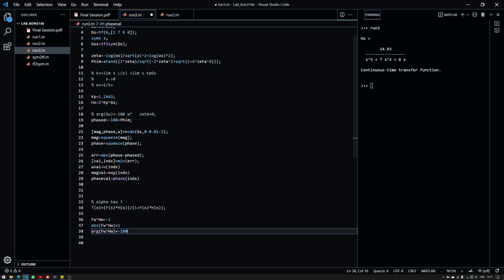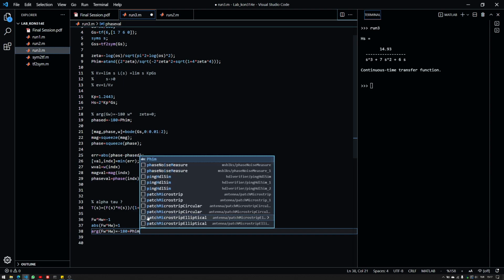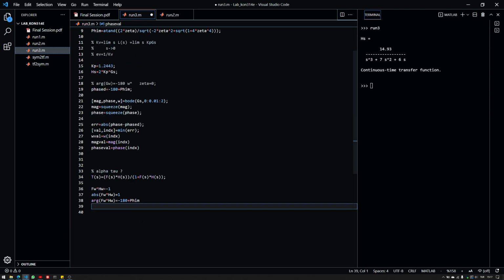Now then, we talked about the fact that if we have minus 180 degrees, we will have exactly zeta equals 0. So that's not what we want here. We want to have a certain zeta value. So for that zeta value, we should include a certain phi m, a phase margin. Now this phase margin will then hopefully be used to come up with the corresponding alpha and tau values, or the p-type controller in the previous case.